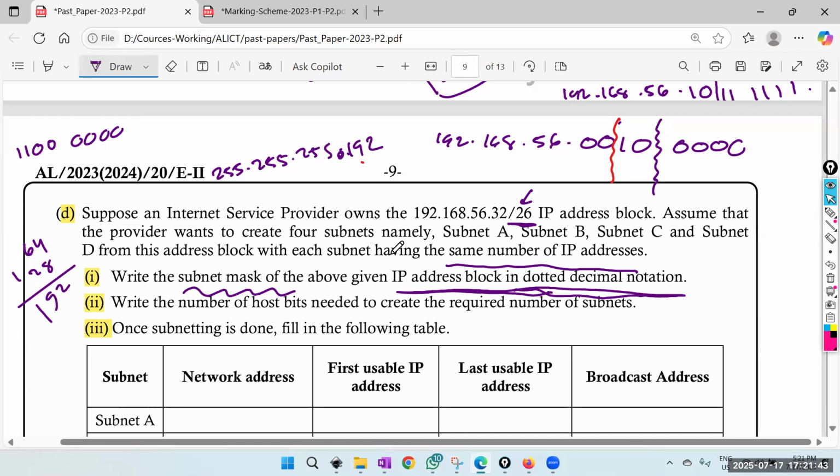So the subnet mask for this particular block, or in the other notation, we write it as 255.255.255.192. This is not after breaking it into small parts, right? We are still in the original question. 255.255.255.192.